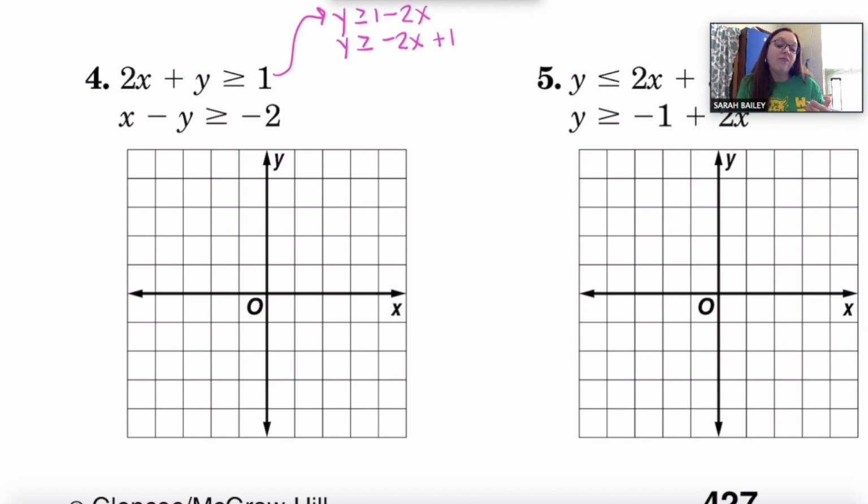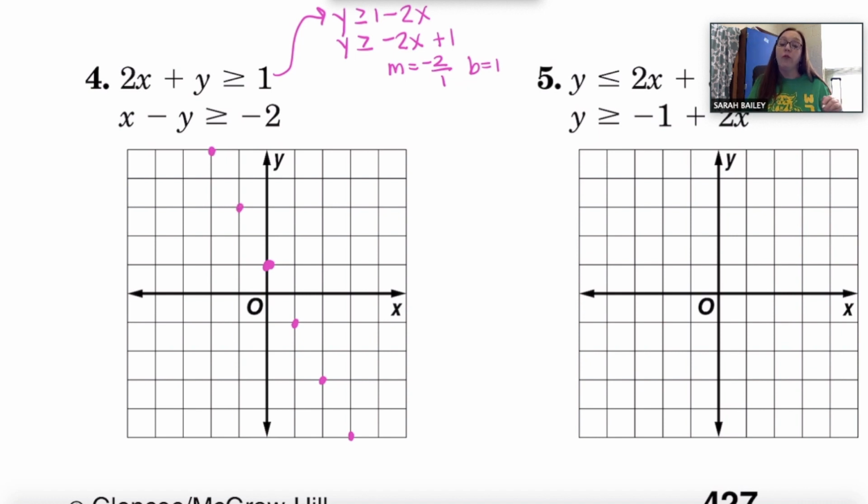I'm going to start off graphing this the same way that I would graph an equation. So my slope is negative 2 over 1, and my y-intercept is 1. So start off the same way. I find 1 on the y-axis. If my slope is negative 2 over 1, that means I'm going to go down 2 and then right 1. And make another point. Down 2, right 1, down 2, right 1. Or I can go up 2, left 1.